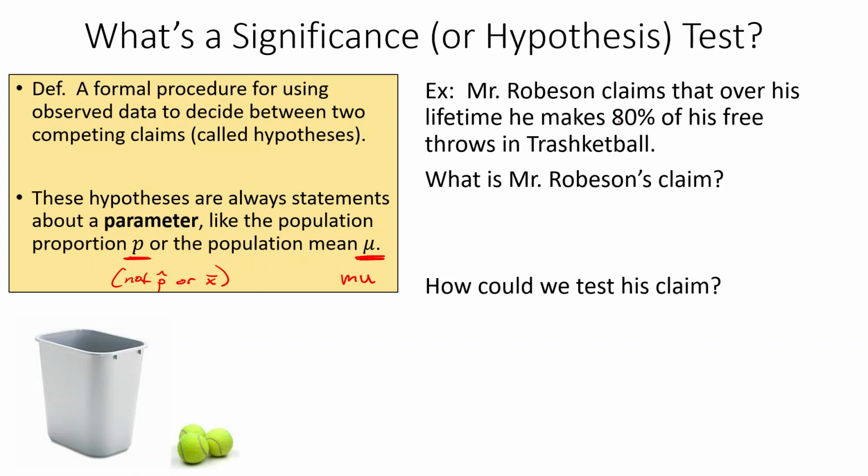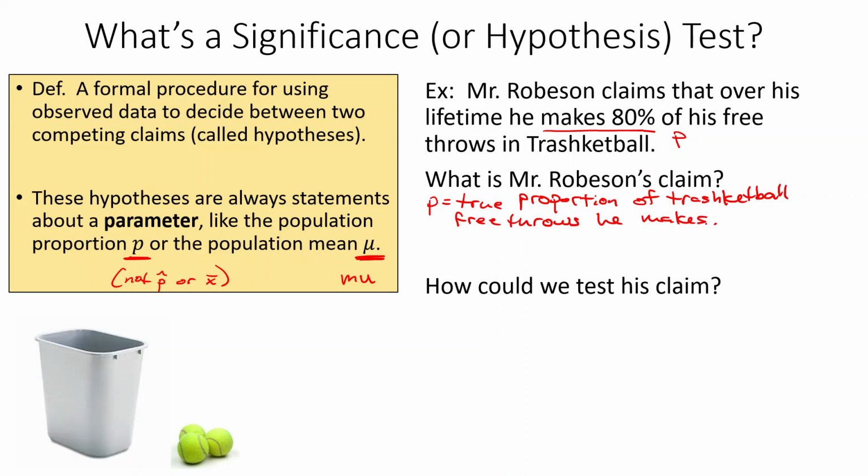So what is Mr. Robeson's claim? Well, he claims that over his lifetime, he makes 80%. So it's a percent. So percents are P's. So that means this P is the true proportion or population proportion of trash get ball free throws he makes. And his claim is that P equals 80% or 0.80. We usually use the decimals here, but you can also write 80%.